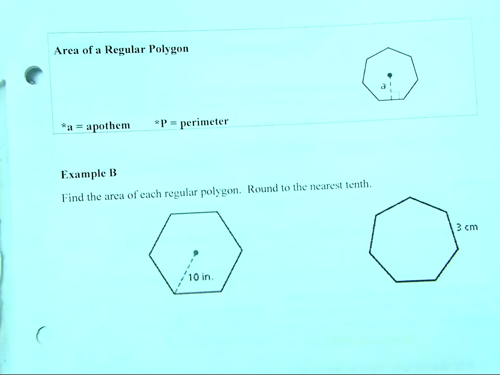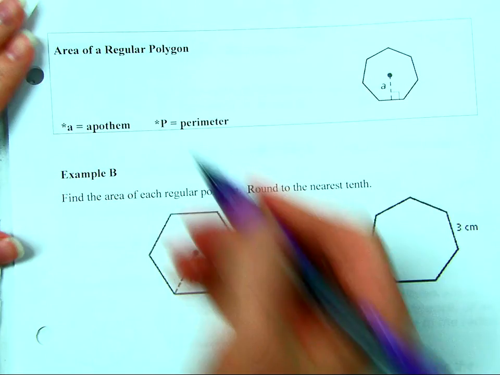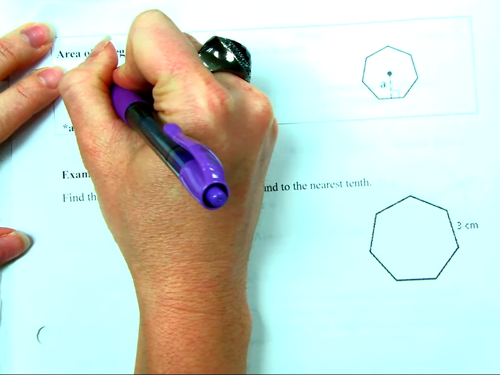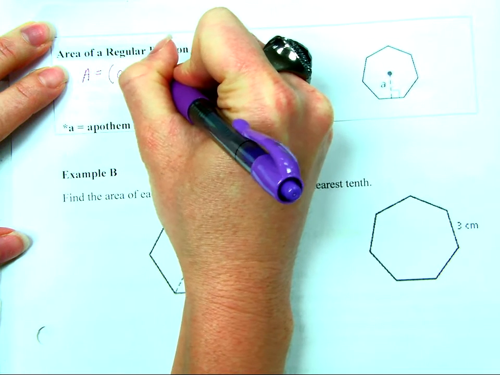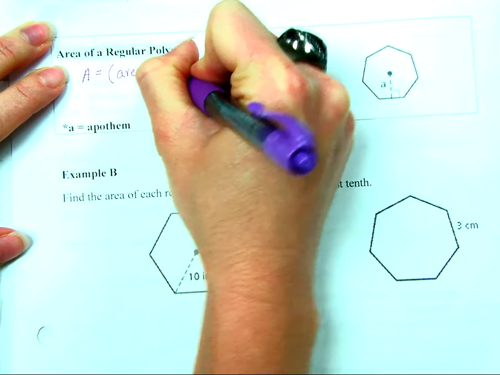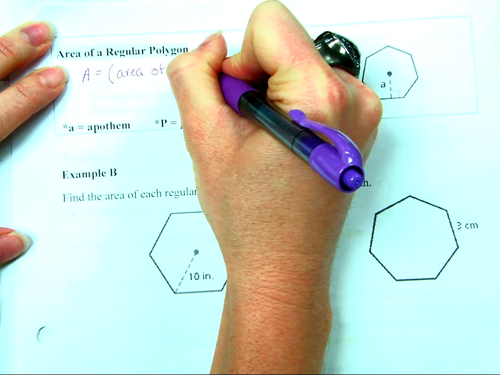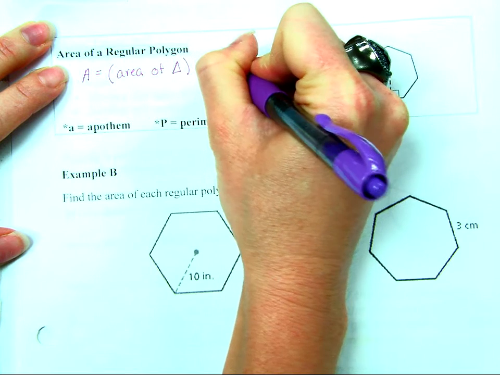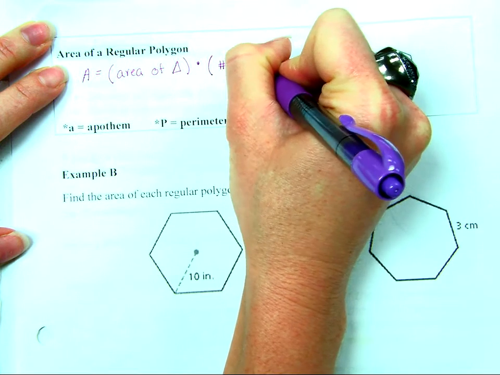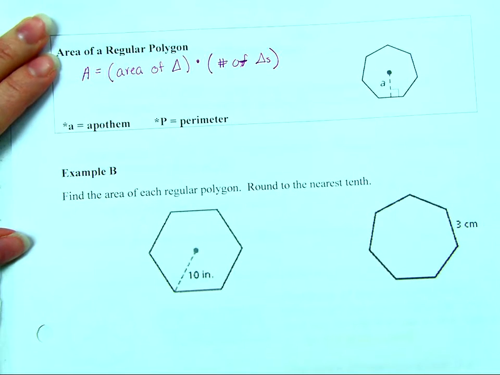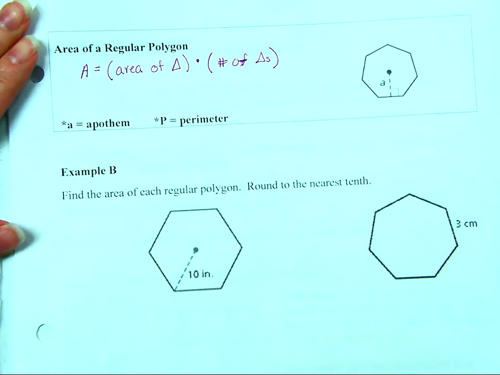I would like to think about the area of our polygon as finding the area of one triangle and then multiplying it by the number of total triangles. Okay, we're going to come back to that.